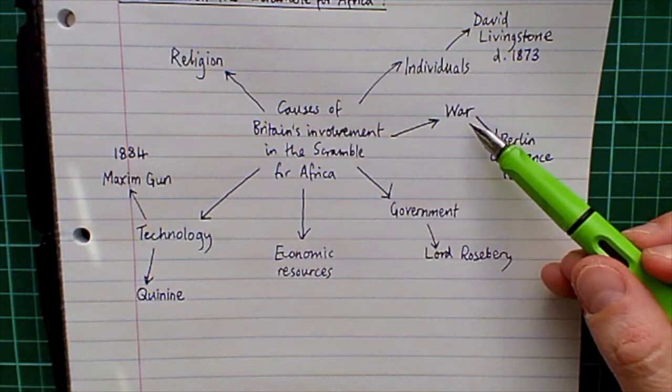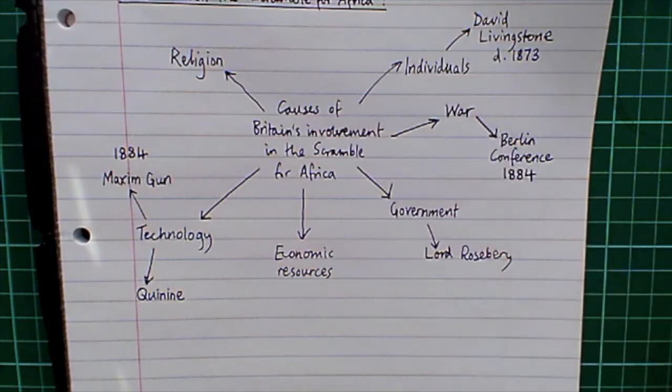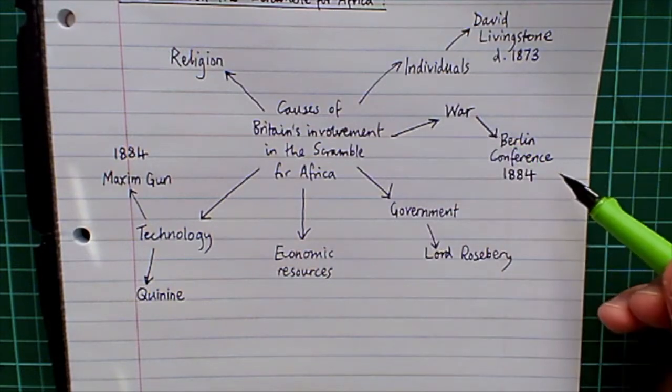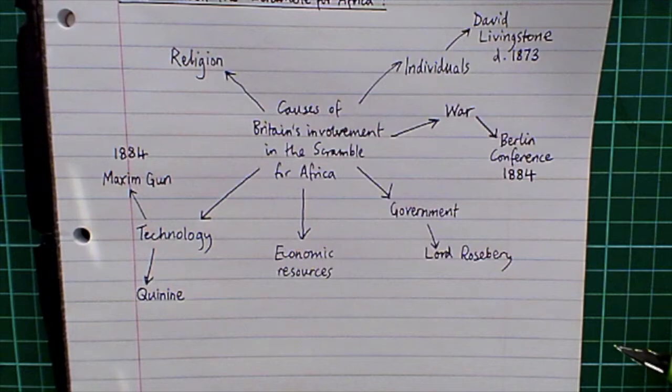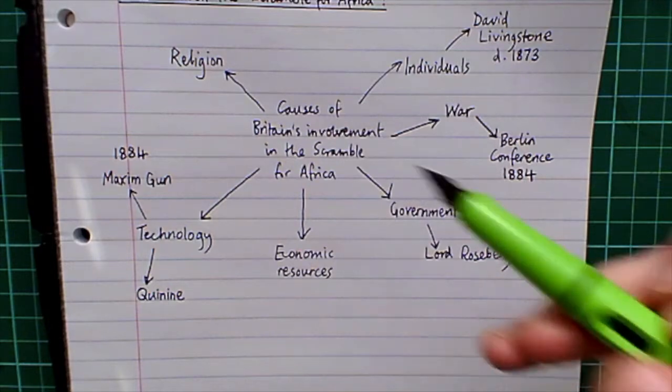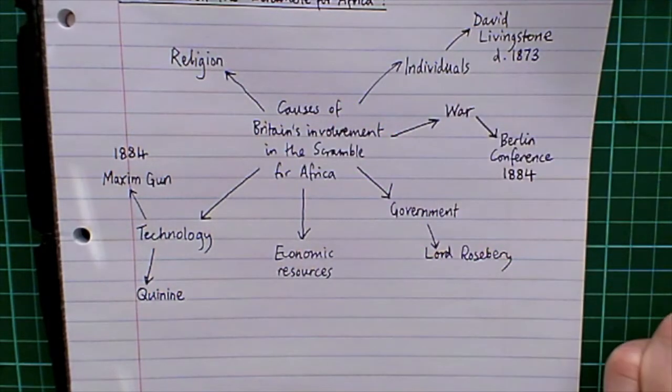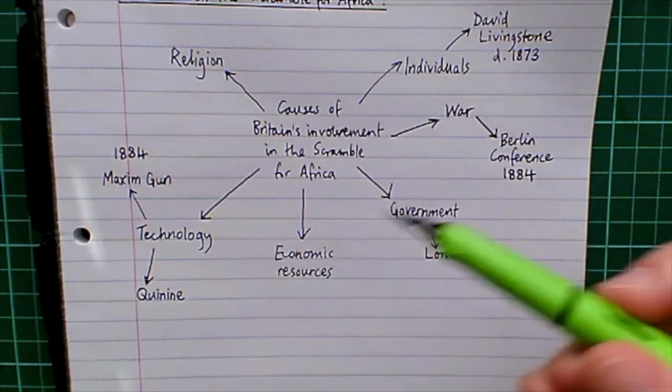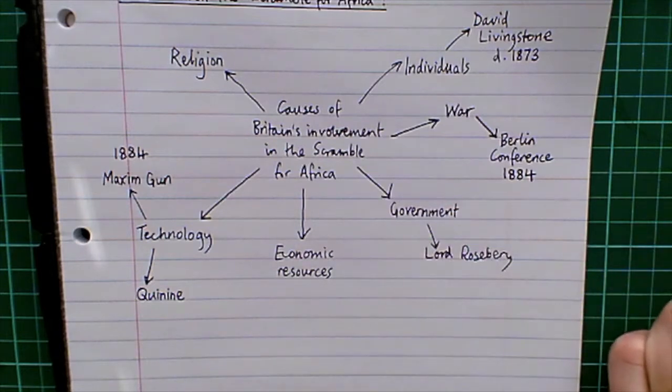The factor of war, or the desire to prevent war between European countries, prompted the Berlin Conference in 1884, when key figures from all the European countries got together in Berlin in Germany, looked at a big map of Africa and thought about how to fairly split the continent between them. Fairly from their point of view, they didn't really think about how African people felt about that. Clearly religion and economic resources played a part as well. You'll find more detail to flesh this out in your textbook pages.